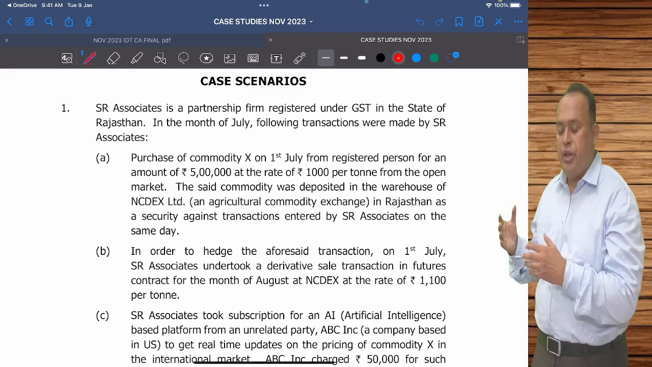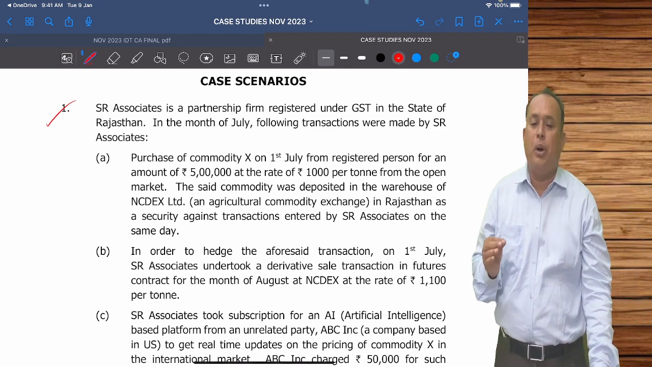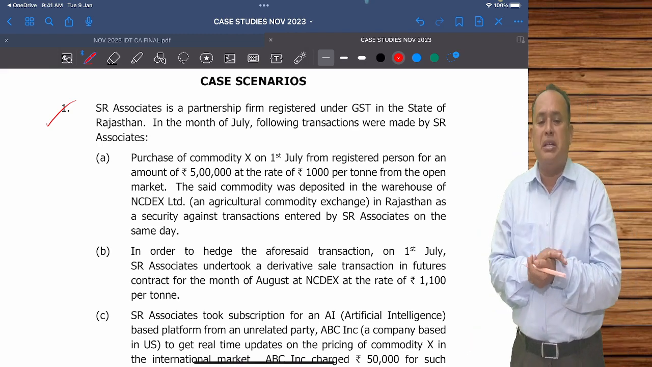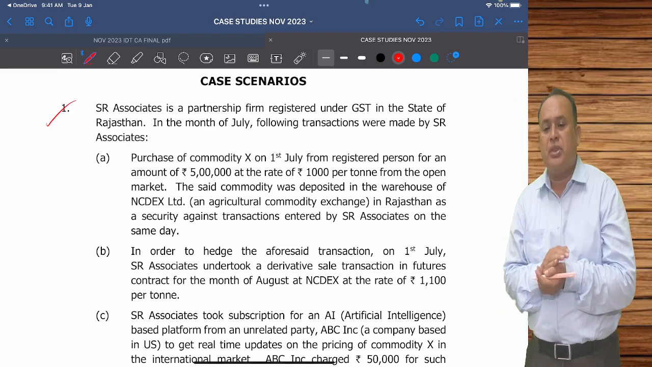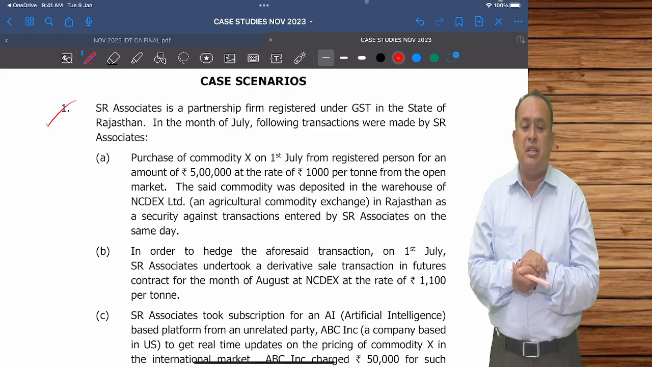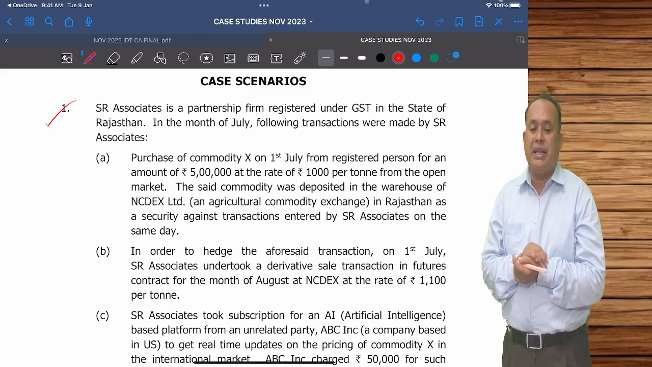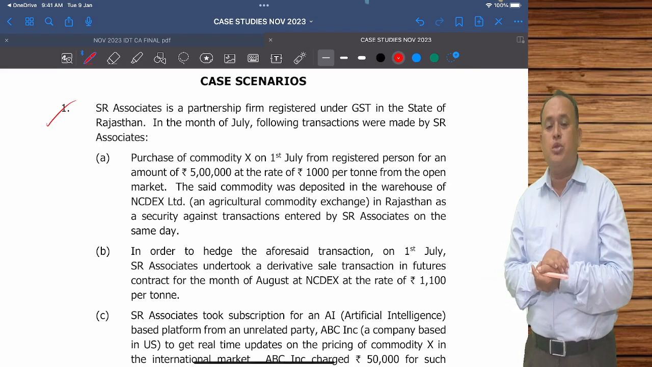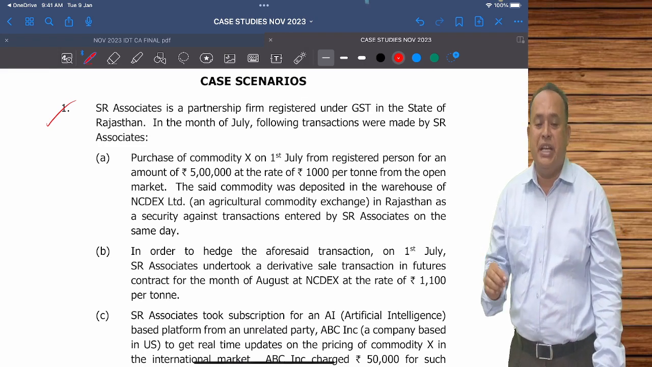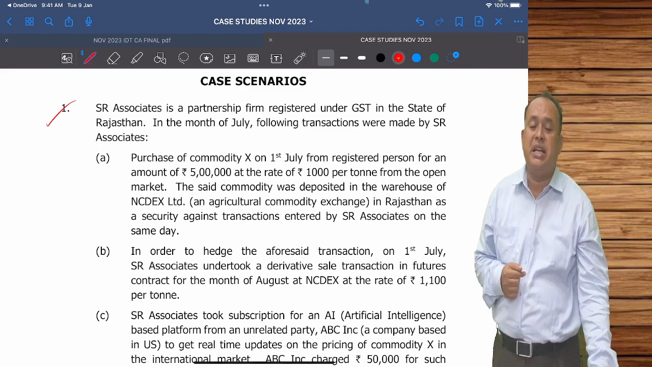First and foremost, case scenarios. First one, referring here as follows. SR Associates is a partnership firm registered under GST in the state of Rajasthan. In the month of July, the following transactions were made by SR Associates. First one, purchase of commodity X on 1st July from a registered person for an amount of rupees 5 lakh at the rate of rupees 1000 per ton from the open market. The said commodity was deposited in the warehouse of the NCDX Limited, an agricultural commodity exchange in Rajasthan, as security against transactions entered by SR Associates on the same day.